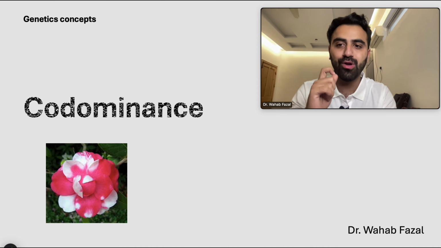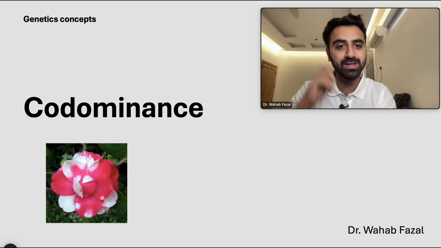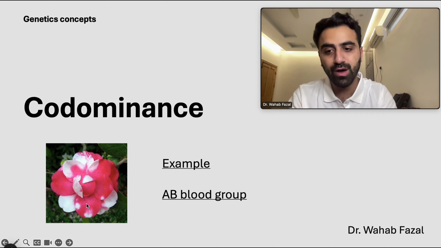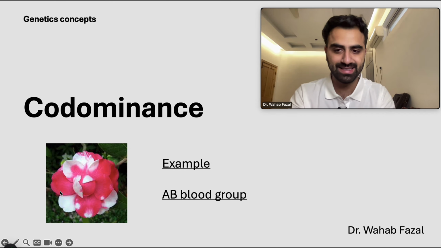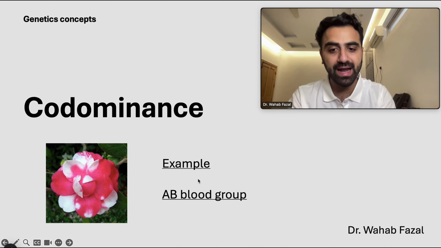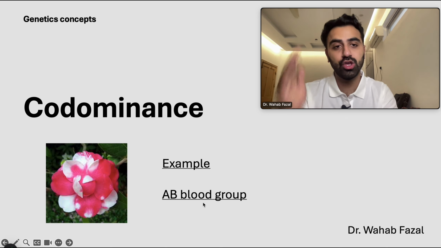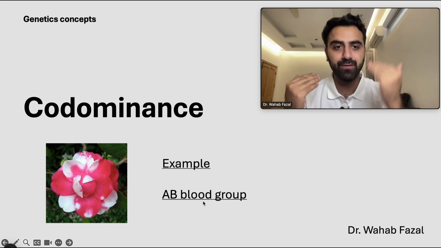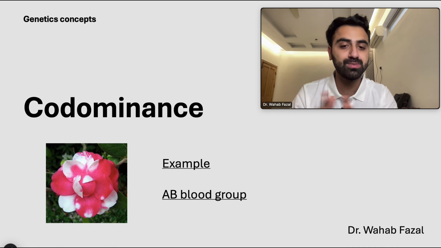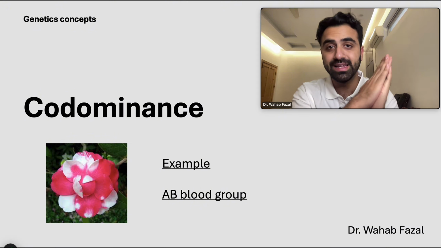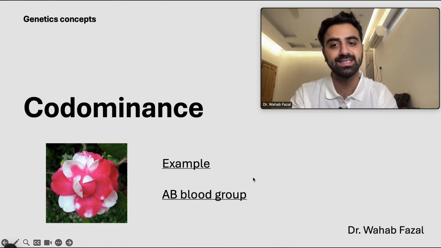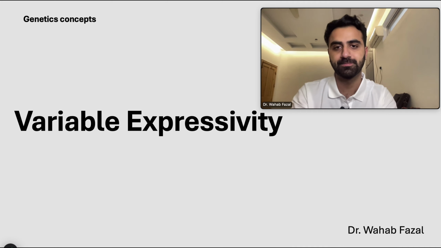What if we talk about a concept called codominance, in which both the white and red express themselves, and then you get a flower that looks something like this. Another example of that is the AB blood group. Let's say you got the A blood group from your mother and the B blood group from your father, and you had codominance. Both of these alleles completely represented themselves, and then you have the AB blood group. This is the simplest and easiest example of understanding codominance.